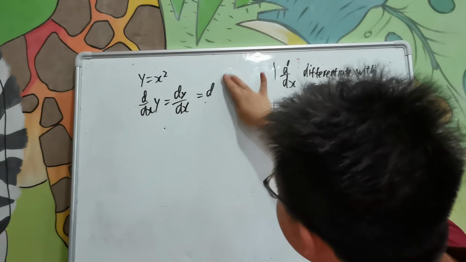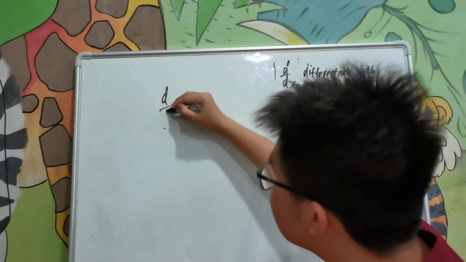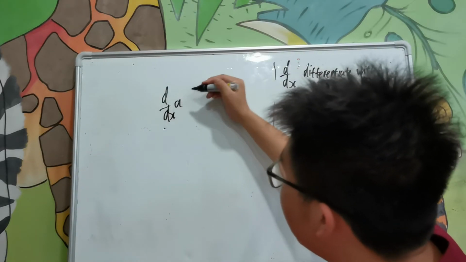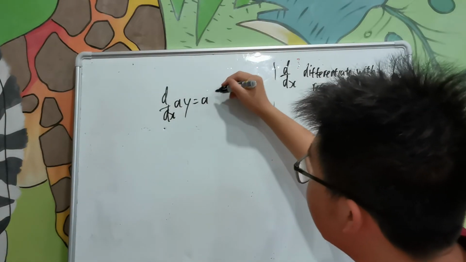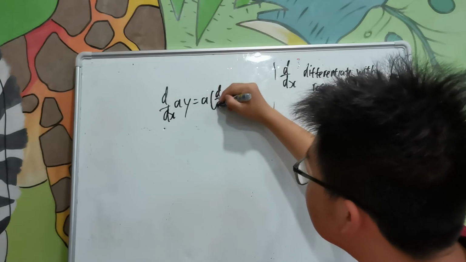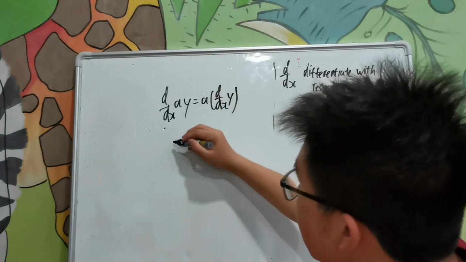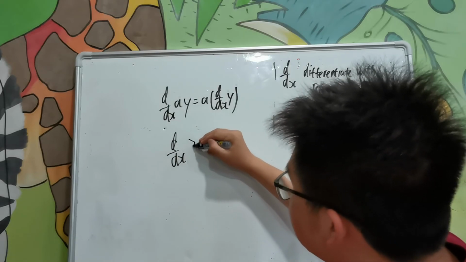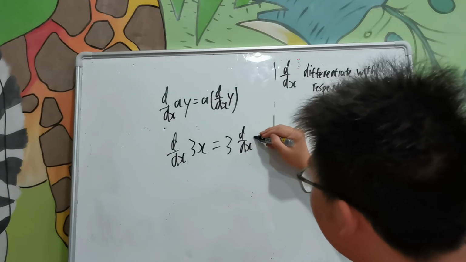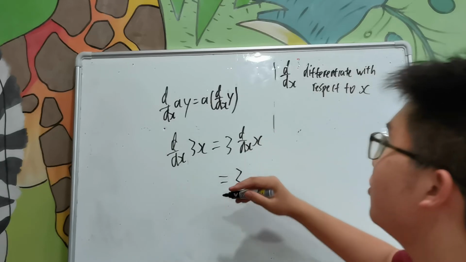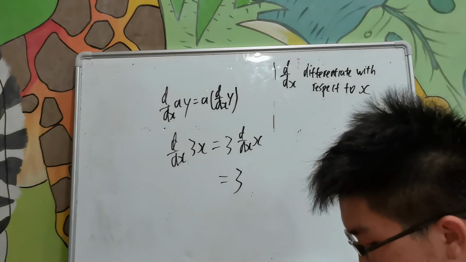Okay, now on to a bit more challenging rules. Not really challenging, it just makes sense. So if I have d dx of a y, it is equivalent to me taking out the a, then doing d dx of y. So when is this applicable? d dx of 3x is equal to 3 times d dx of x, which is just 3. I hope that makes sense to you.